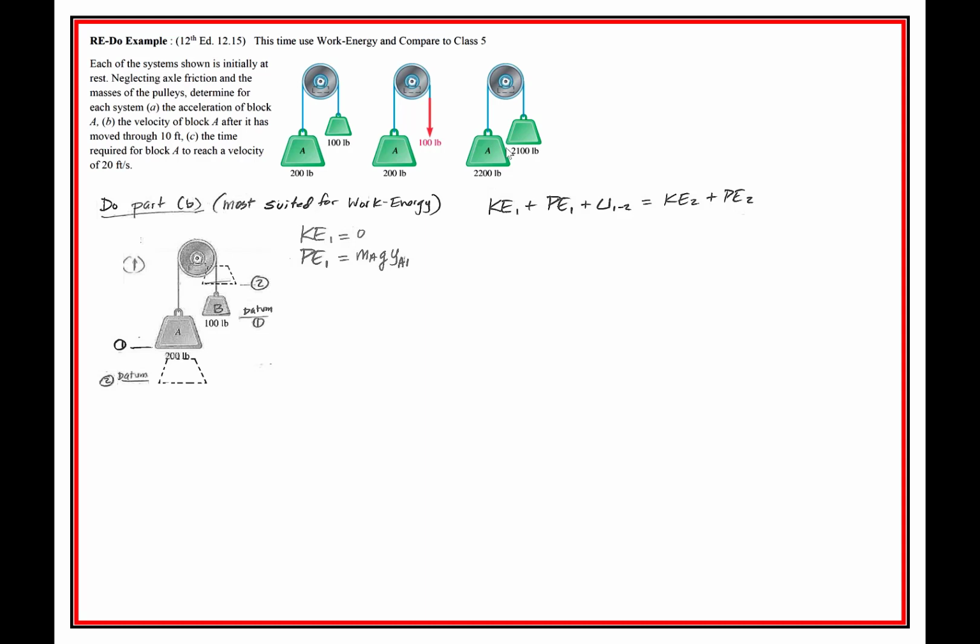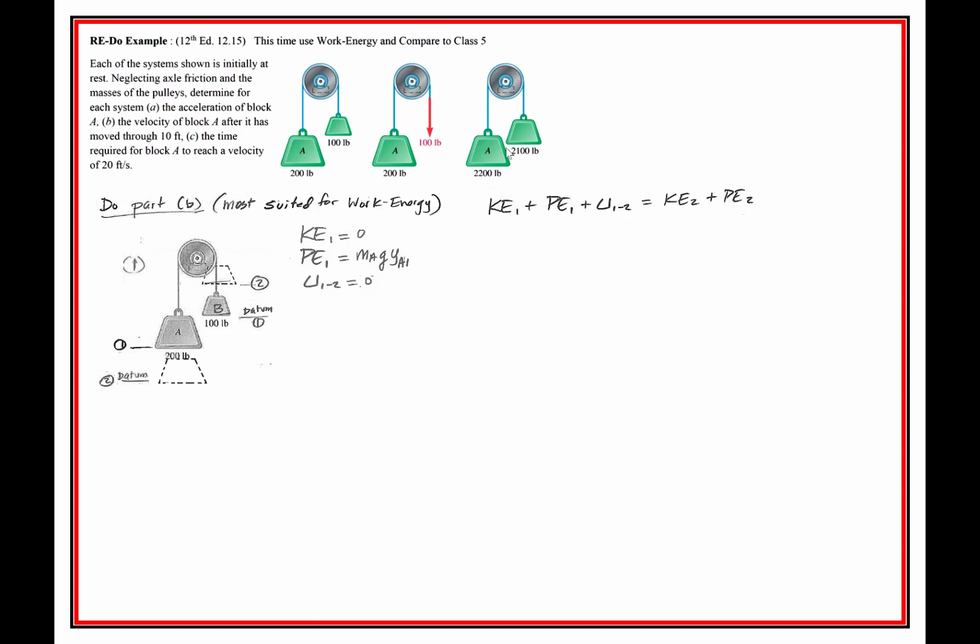All right, so I'm just going to take block A, and I'm going to say at state 2 that block A's potential energy is 0. And the way I've defined block B, its potential energy at state 1 is 0. And then we'll see here in a second that its potential energy will be non-zero at state 2 as drawn.